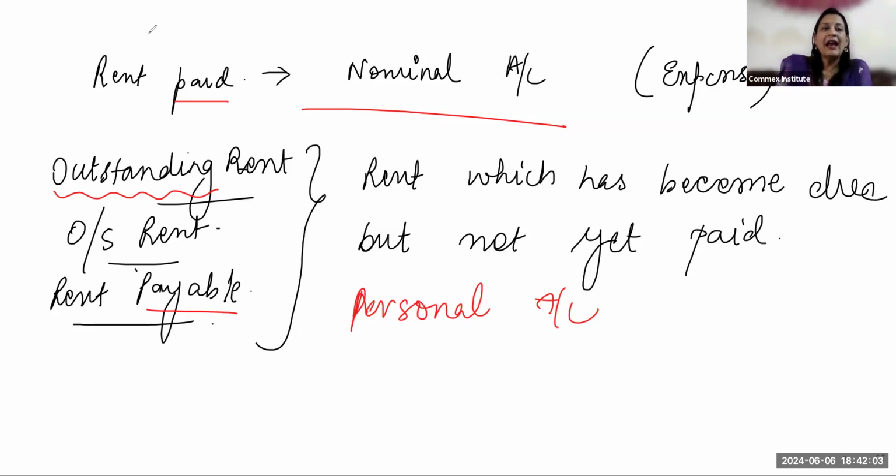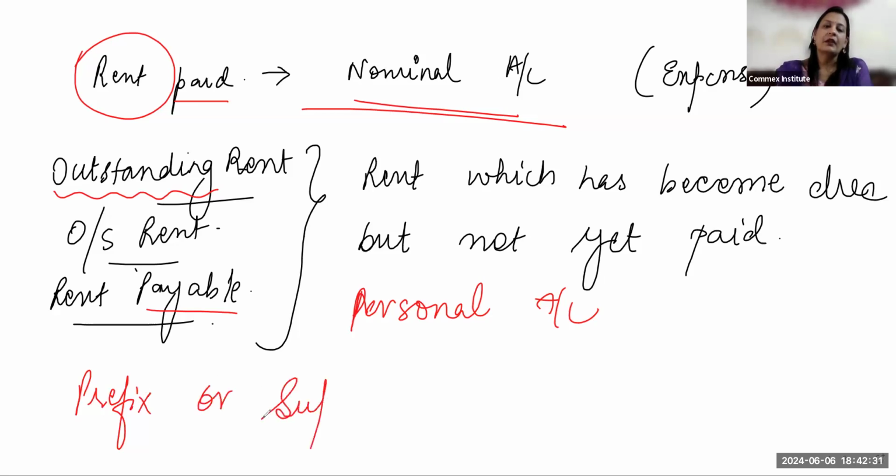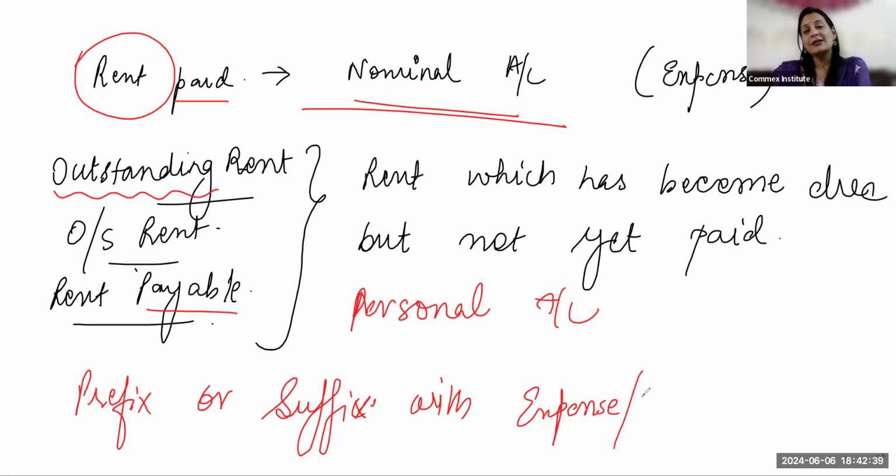Okay. So whenever we have any expense, it is a nominal account. The very simple way to identify the account: if it is paid, it is an expense, it is nominal account. And if any prefix or suffix is there, like outstanding rent, accrued income, or rent payable, with expense or income, then what will it become? Then it will become personal account.